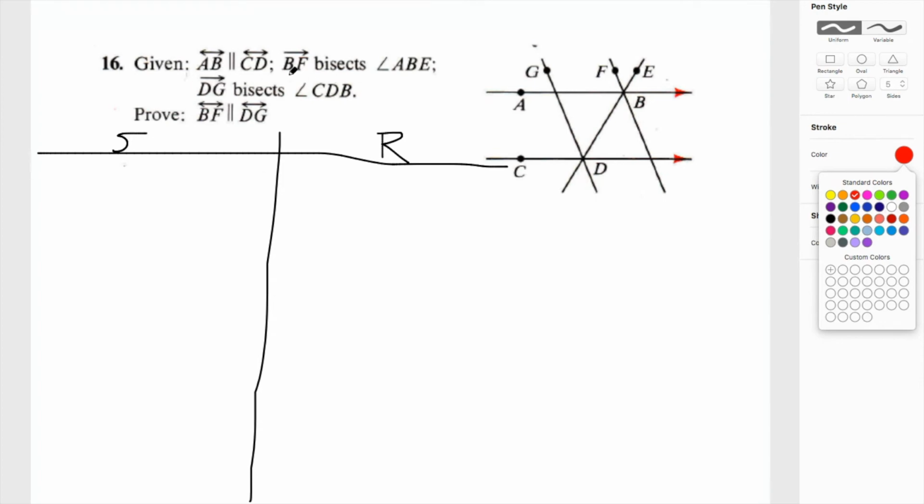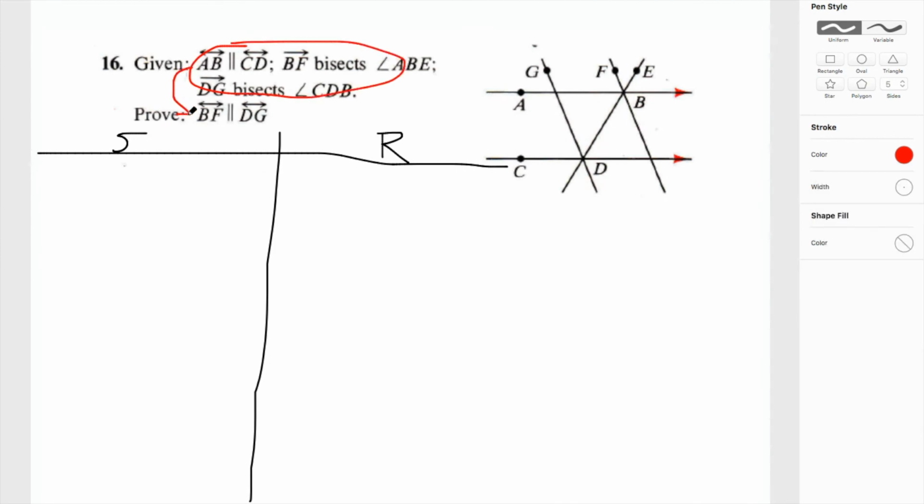Read through your given premises. It's going to tell you what you know about this diagram. And then show what you know in the diagram, mark it up, because then you're going to see how things connect and hopefully get a little more illuminated into how I can actually connect these given premises, how I can get this to follow from it. If AB is parallel to CD and BF bisects angle ABE and ray DG bisects angle CDB, then BF must be parallel to DG. That's a very specific theorem that you're trying to prove right now.